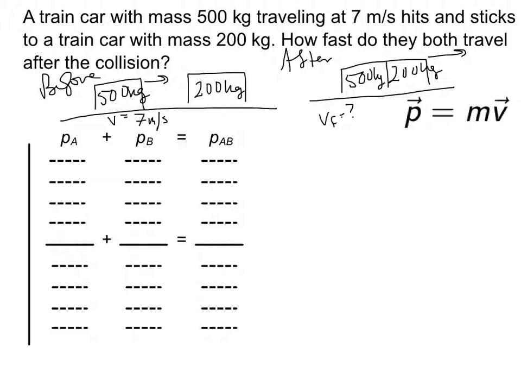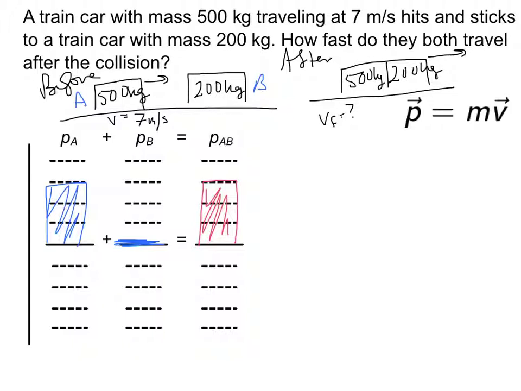Initially, we're going to call this one A and this one B. So car A has some positive momentum. Car B has no momentum because it is at rest. After, in order to make the initial momentum equal to the final momentum be true, the final momentum of both of them together has to equal the initial momentum of A by itself.